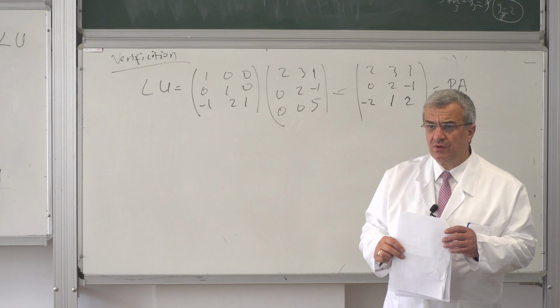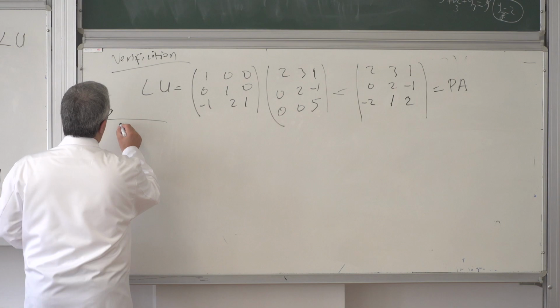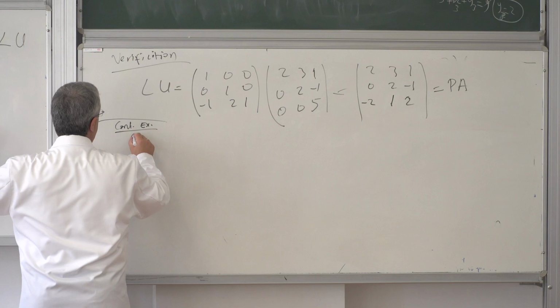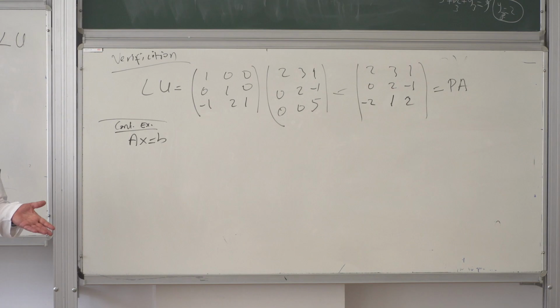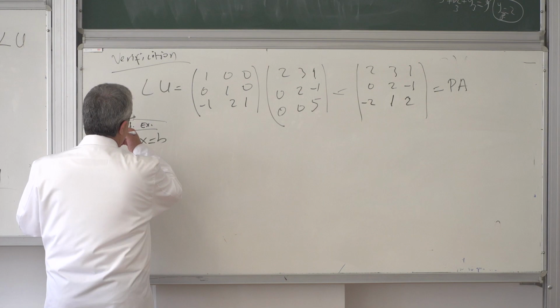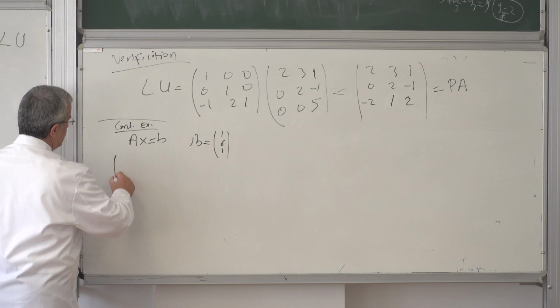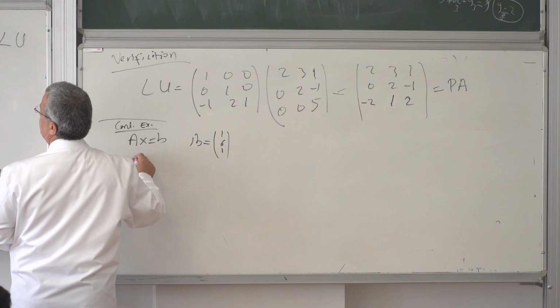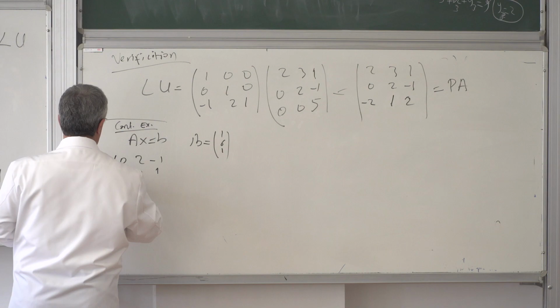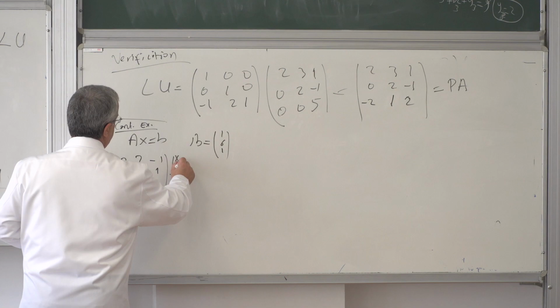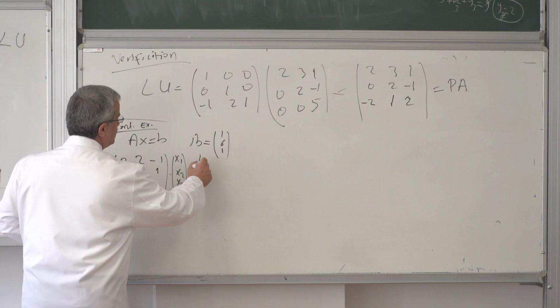So let me continue the example. Say for this A, AX is equal to B. Since I don't have the LU decomposition of A itself, how do I solve it? Let's say A is that one and B is 1, 6, 1. So let me write it so that we don't get confused: 0, 2, minus 1, 2, 3, 1, minus 2, 1, 2, times x1, x2, x3. This is what it means. Later on, we are not going to write this many details. We will be more abstract.